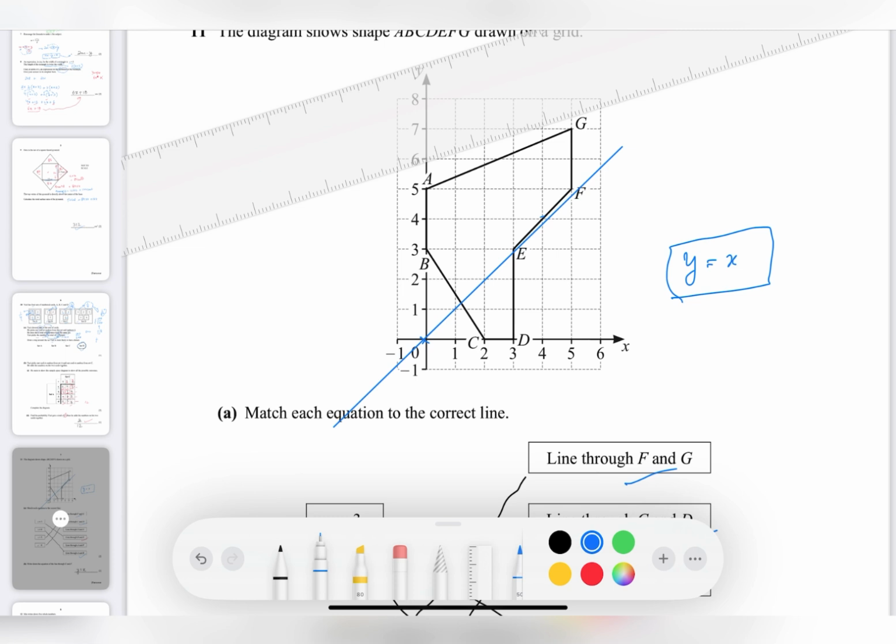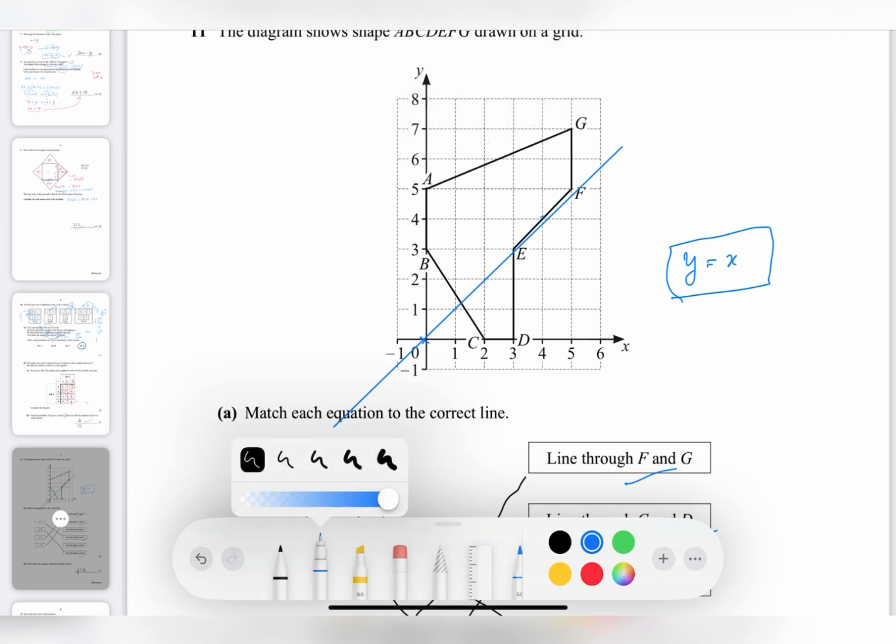But sir, if we don't know, how can we find the equation of this line? Yes, you can. Just take 2 points. Let me take this point and this point. How can you reach from this point to this point?